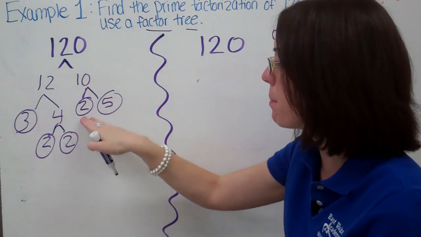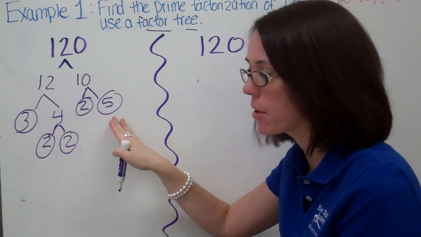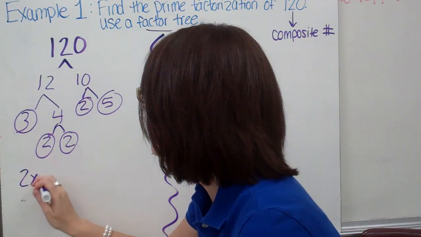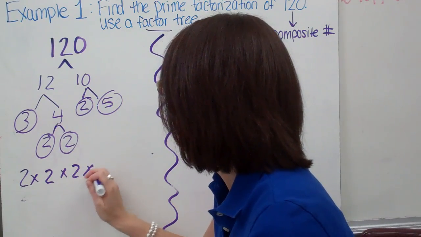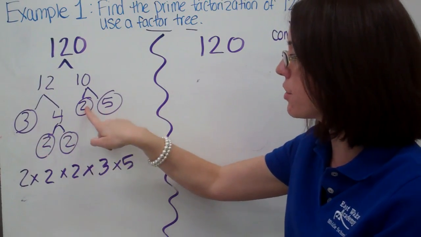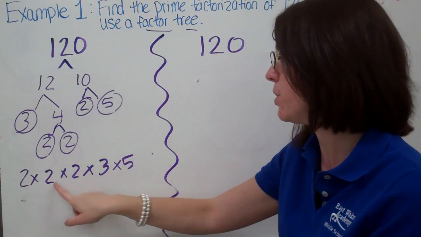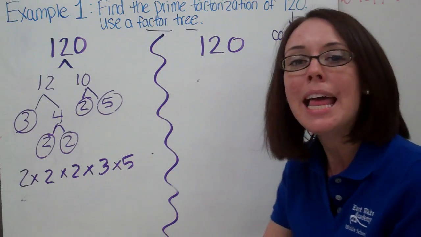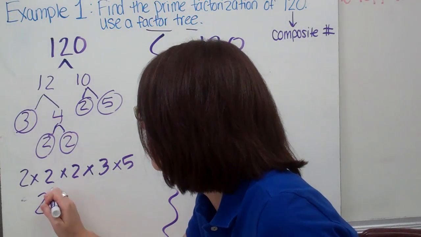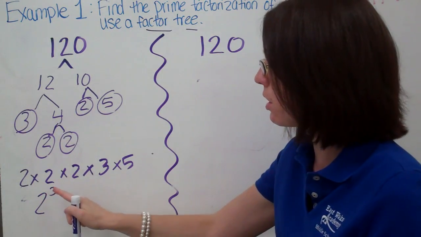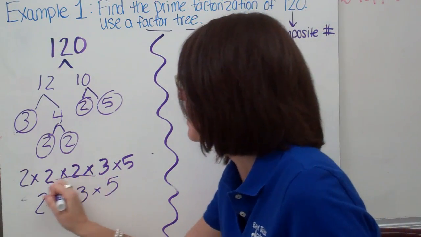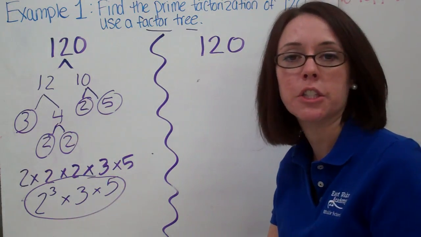Now, we have all of our branches that have stopped because they are prime numbers. So we're going to list those numbers as a product. So, 2 times 2 times 2 times 3 times 5. Where did I get that? You list out all of the circled numbers in order. So 2 times 2 times 2 times 3 times 5. Let's write that in exponential form. We have 3 2's. So we're going to do 2 with an exponent of 3. 2 to the third power times 3 times 5. This is the prime factorization of 120.